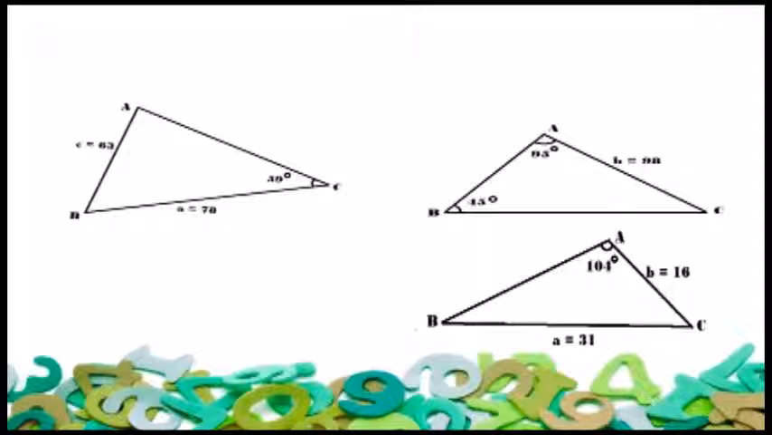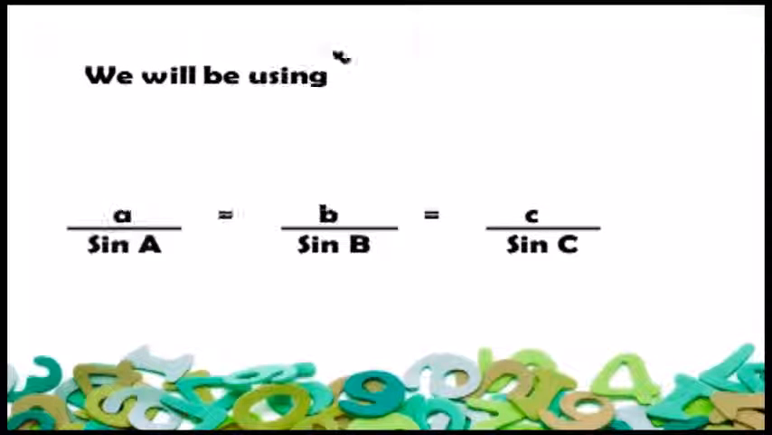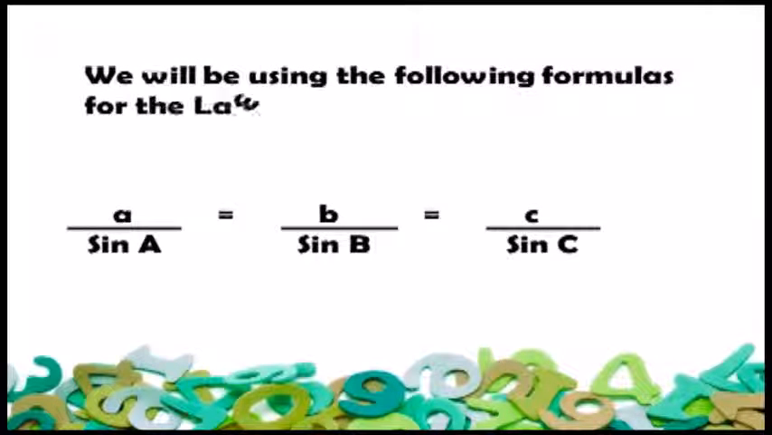The remaining triangles are the triangles that can be solved using the law of sine. Let's dive deep in our faith. We will be using the following formula for the law of sine: a over sine A is equal to b over sine B is equal to c over sine C.